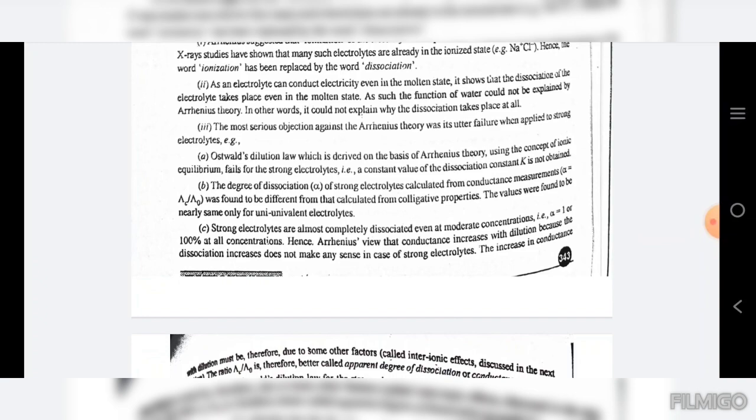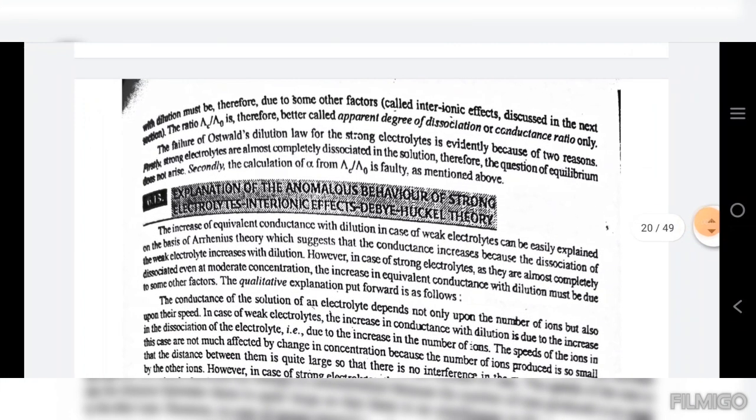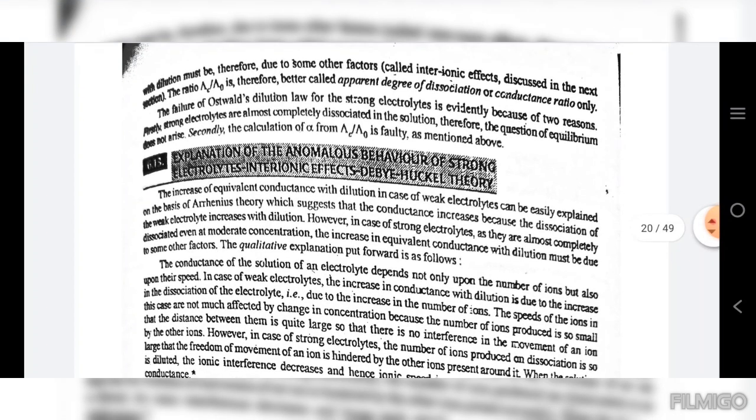The increase in conductance with dilution must therefore be due to some other factors called interionic effects, discussed in the next section. The ratio is therefore better called the apparent degree of dissociation or conductance ratio only. The failure of Ostwald's dilution law for strong electrolytes is evidently because of two reasons.